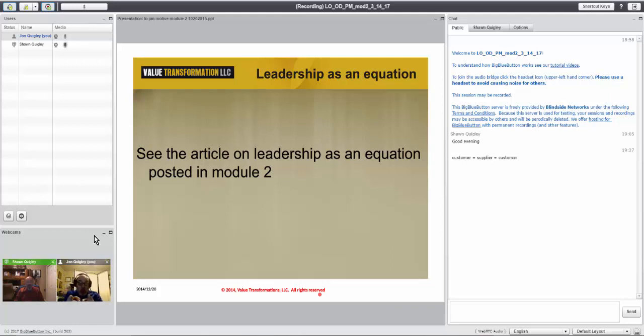See the article on the leadership equation posted in Module 2. In the actual course, there are several articles about the leadership equation and how it's broken down. What we did is we started off with the basic leadership equation and asked what makes up this portion of the equation: experience. And if you look at the equation, you'll see that experience became a prevalent factor in it.